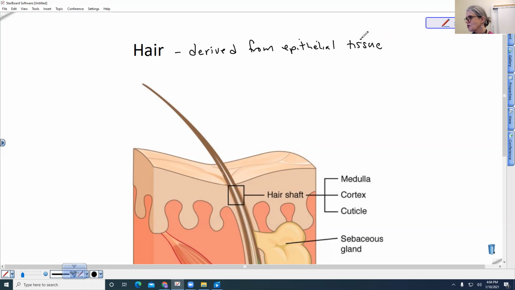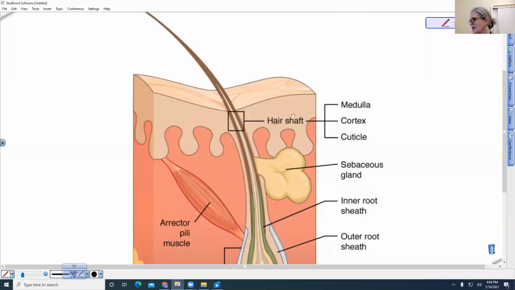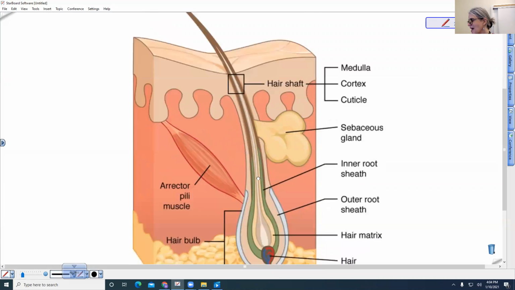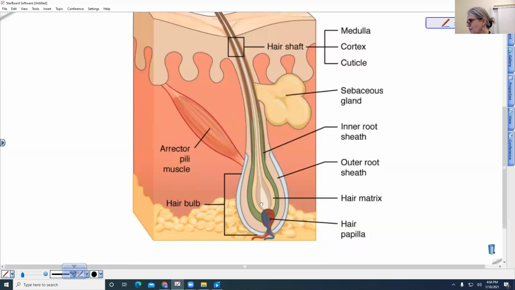When we look at the structure of the hair, you'll notice that there is a hair shaft, and then we have a hair bulb. And so the hair bulb can extend down into the dermis. So this darker pink is the dermis area. And it could even maybe in some cases extend into the hypodermis, which is shown here in yellow. That would be the subcutaneous fat.